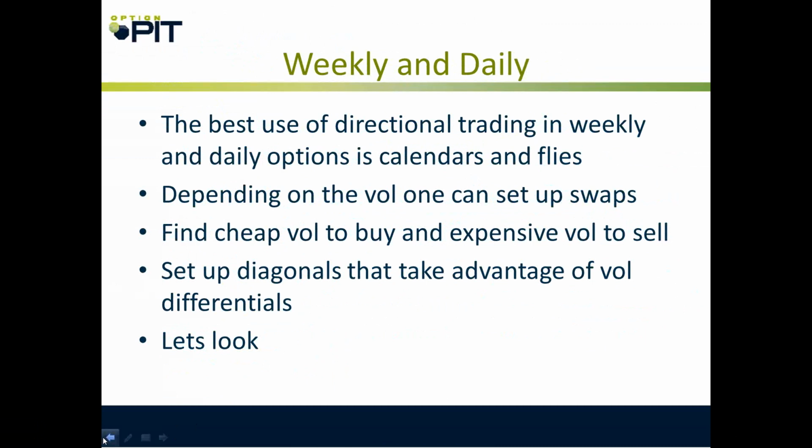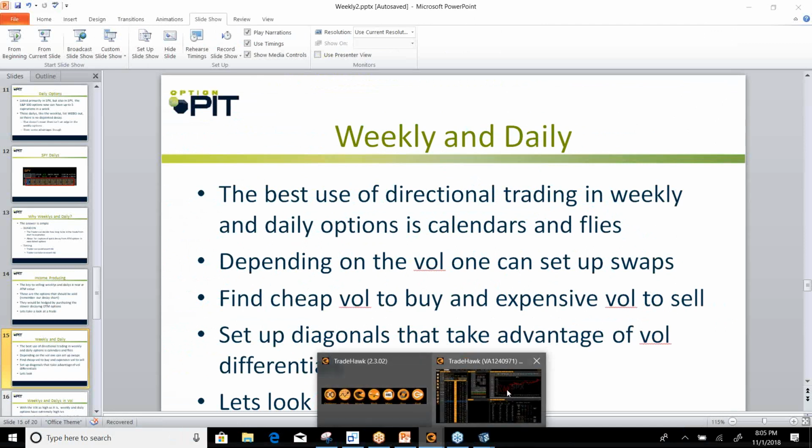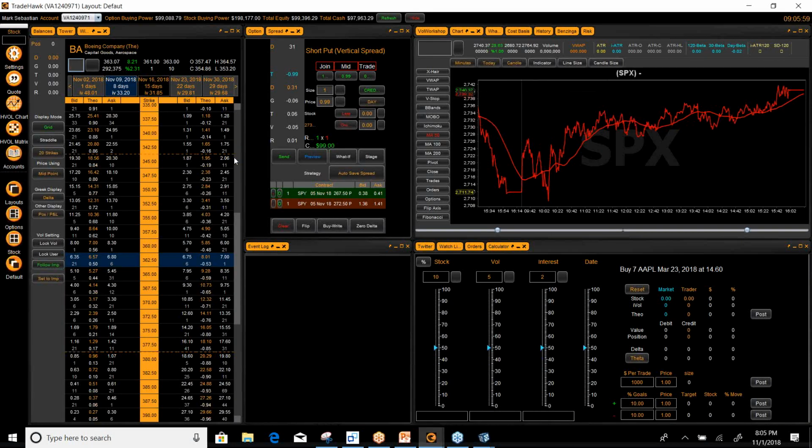I'm finding things where volatility is mispriced, and I'm trading these off of each other. So let's say I think Boeing's going up. What can I do? Well, I can buy something at the money or near the money, longer dated. I think Boeing's going up. All right, I'll buy a 3 double call.